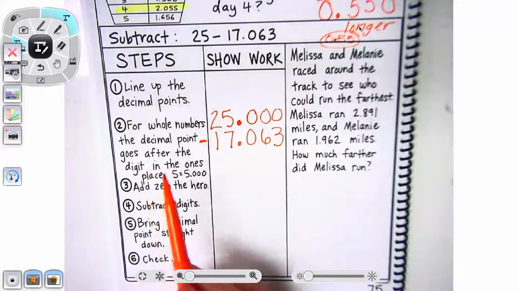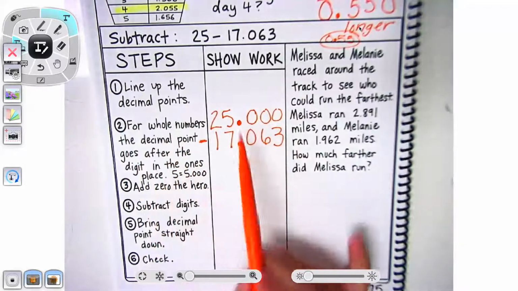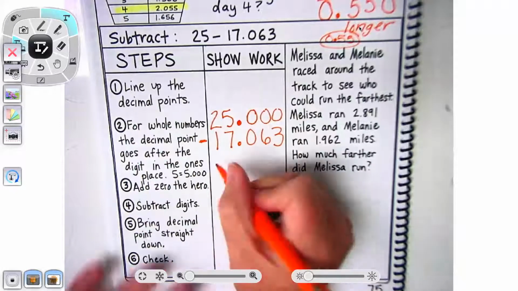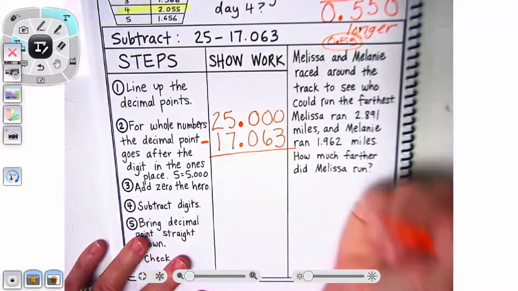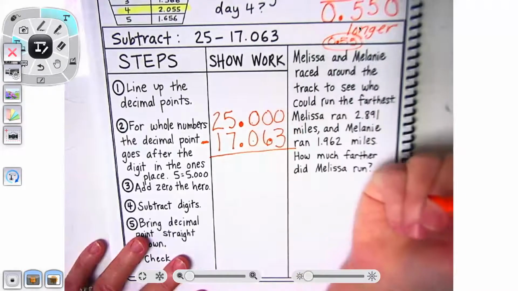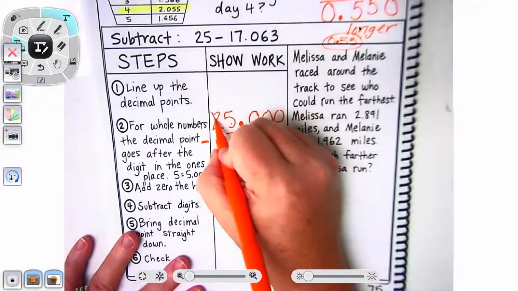Okay, and that's exactly what they're telling you here. Line up the decimal points. For the whole numbers, the decimal point goes after the ones place. We're going to add 0 the hero, and then we're going to subtract the digits. Can I take 0 minus 3? No. Can I take 0 minus 6? No. Can I take 0 minus 0? No. Can I take 5 minus 7? No. So I need to borrow here.